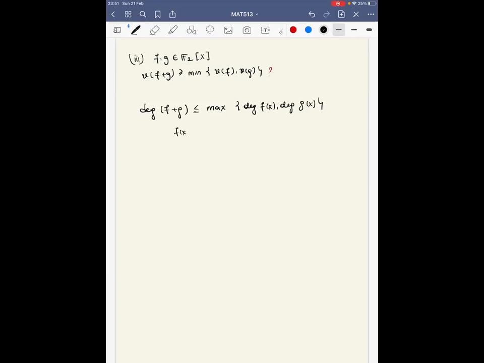For instance, if you consider f as x plus x squared, g of x as 1 plus x squared, the maximum of their degree is 2. But since we're in the binary field, since the characteristic is 2 of this rational function field, we obtain the degree of the summation is 1. So we don't have always equality.